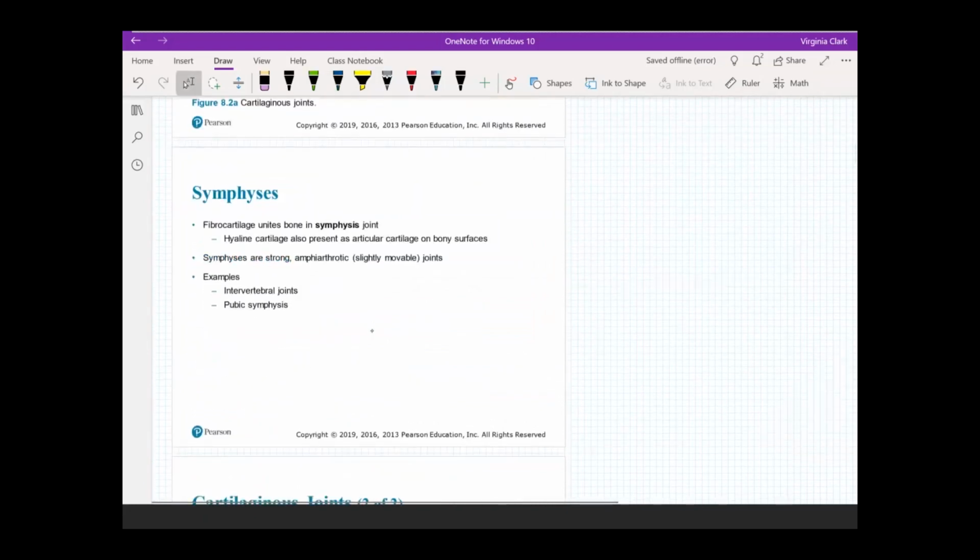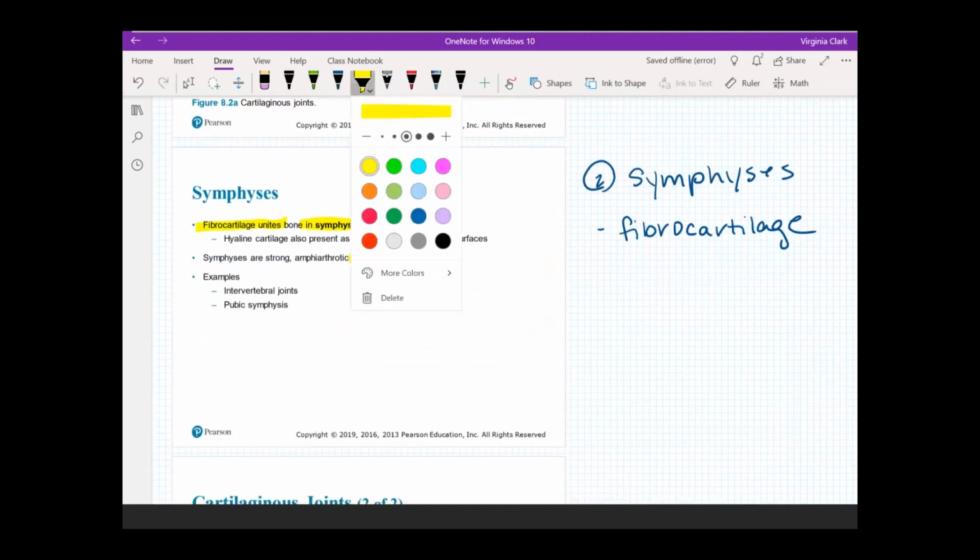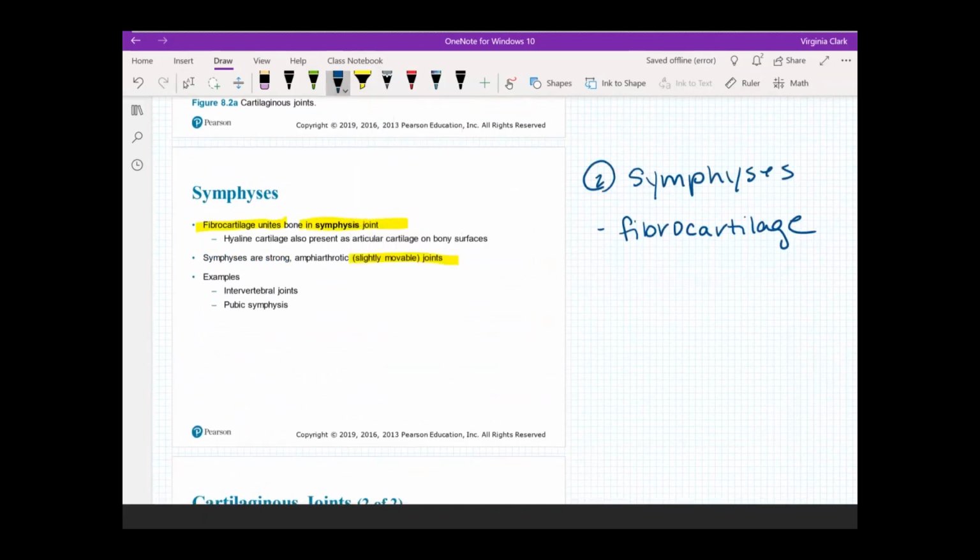And then the second type of cartilaginous is a symphysis. A symphysis is going to be fibrocartilage. So it kind of is going to fall into the middle world of fibrous and cartilage. And so this is going to be a symphysis joint. What's happening with this is these are going to be slightly movable joints. So that means these are going to be amphiarthrosis. So they are slightly movable.